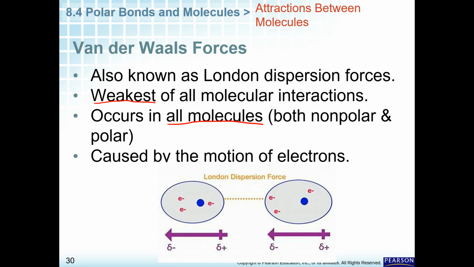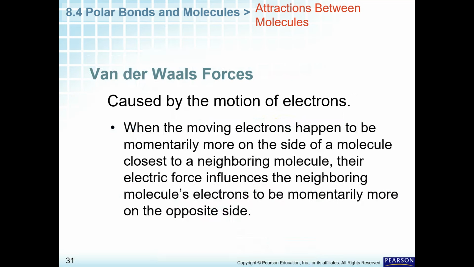And the reason for this is because every single molecule is going to have electrons moving. And whenever there's electrons moving, this is when we're going to see this type of force having an effect. So what do I mean by motion of electrons? When the moving electrons do this, they might happen to be momentarily more on one side of the molecule than on the other. And so when these electrons are moving around within their different orbitals, they are going to give off an electric force that's going to influence any neighboring molecule's electrons around.